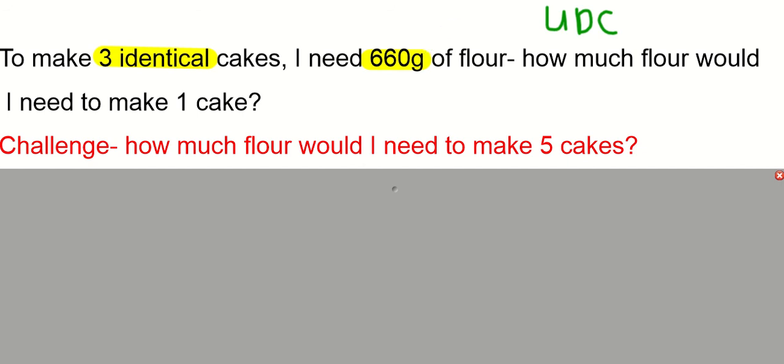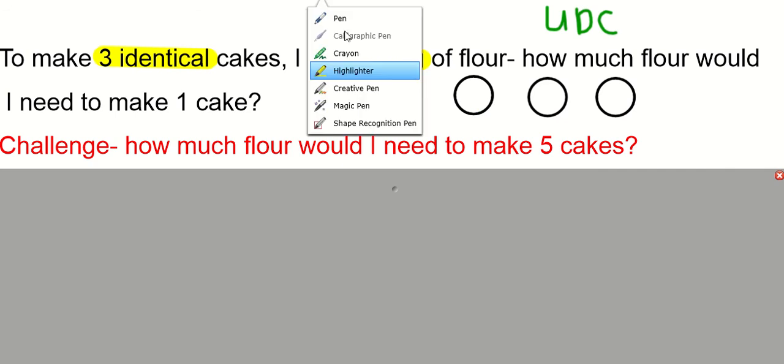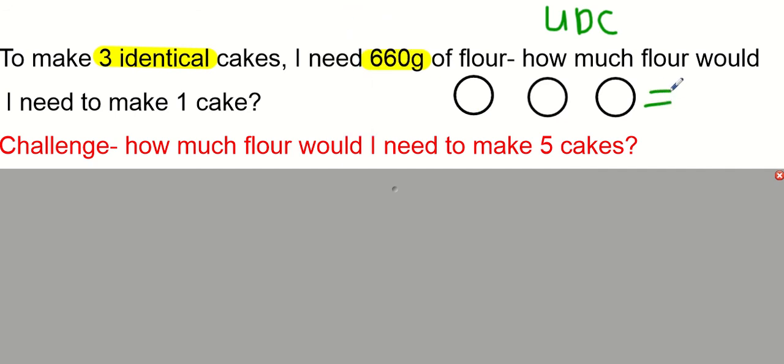So what I can do is draw my 3 cakes here. I'm going to move that down. And now I've got my 3 cakes. Now altogether, my 3 cakes use 660 grams of flour. So I'm thinking about 3 numbers that are exactly the same that make 660.